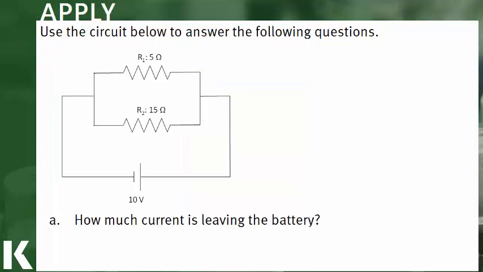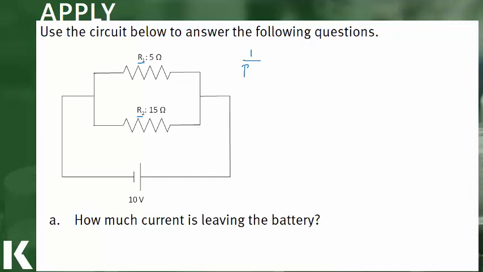So here we're given a circuit diagram and asked to answer a few questions. The first thing we need to determine is how much current is leaving the battery. Now the first step to answer this is to calculate the overall resistance of our circuit. A quick analysis of our diagram tells us that R1 and R2 are in parallel.